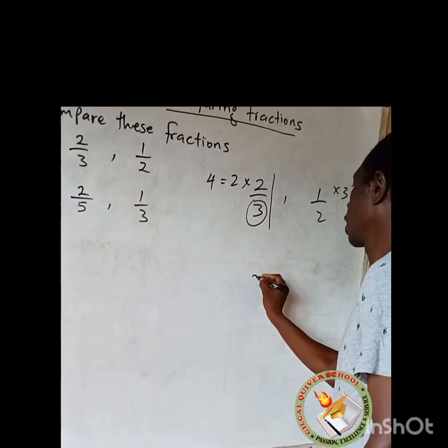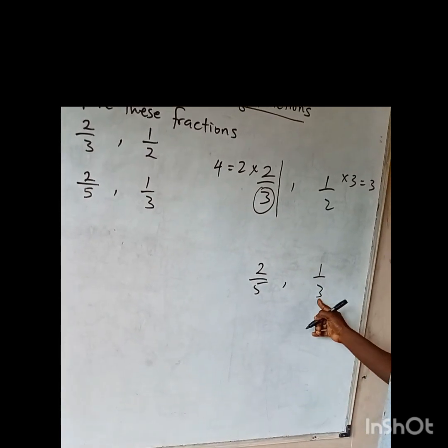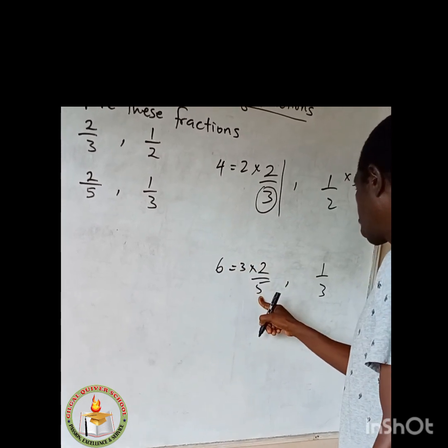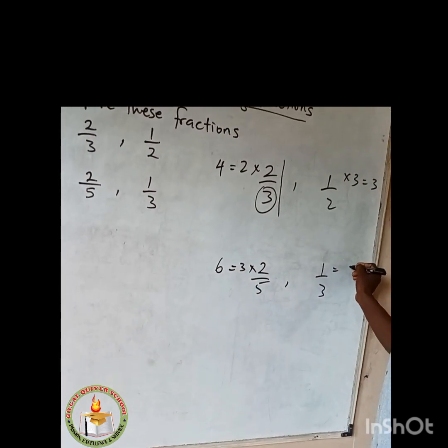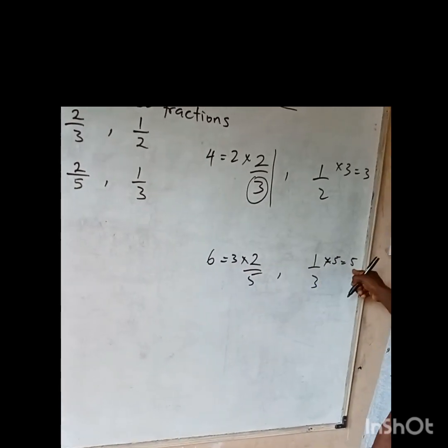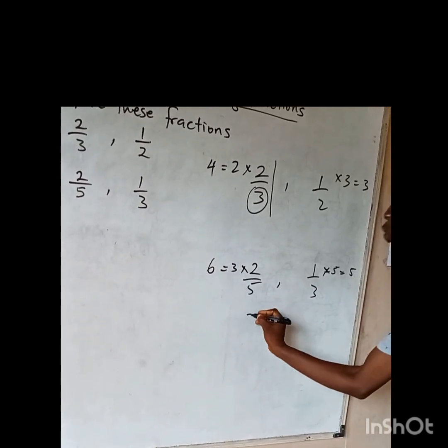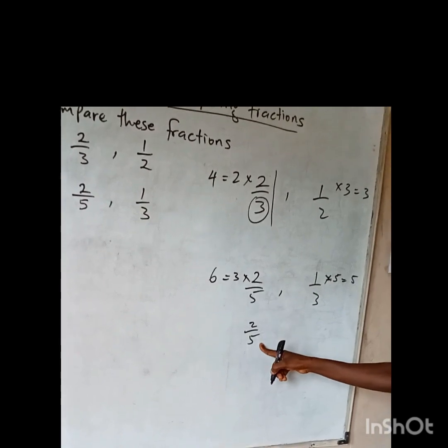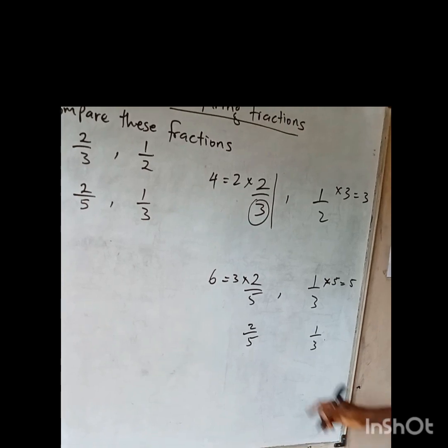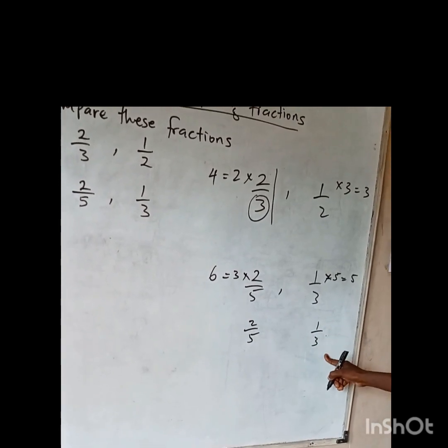So in this case, 2 over 5 compared with 1 over 3. Multiply this denominator by this numerator, you have 6. Multiply this denominator by this numerator, you have 5. So between 6 and 5, which one is bigger? Of course, 6. It therefore follows that 2 over 5 is the bigger fraction, while 1 over 3 is the smaller. 2 over 5 is a bigger fraction, while 1 over 3 is a smaller fraction.